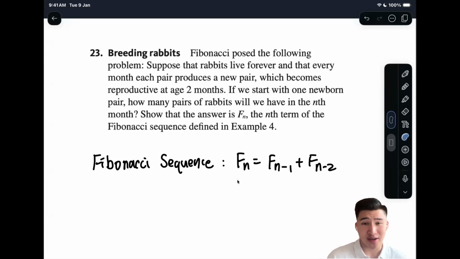Hey guys, it's Michael with Breaking Concepts, and today we're going to look at a quick question about breeding rabbits. Now, this actually builds on our last video where we learned about recursive sequences and the Fibonacci sequence.